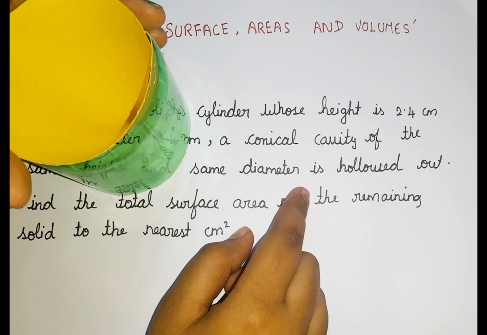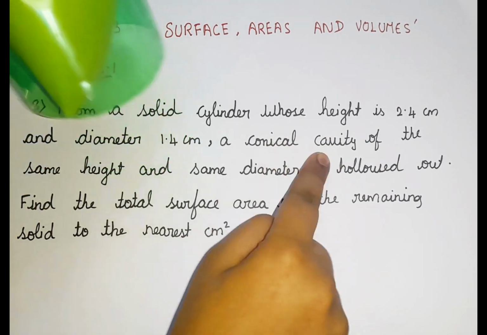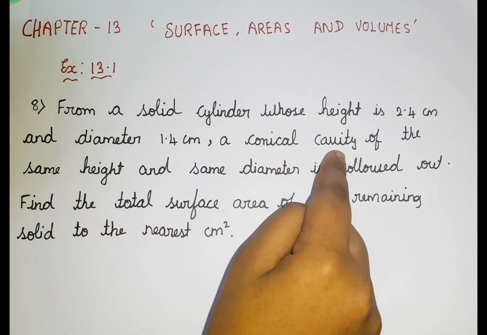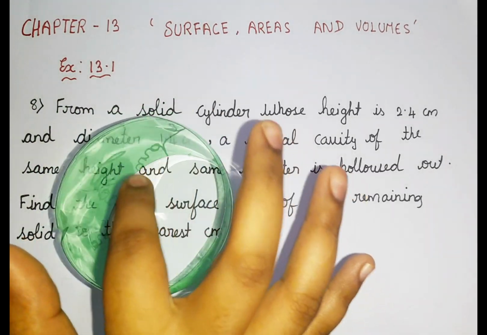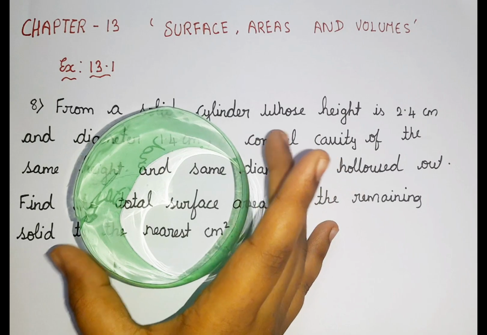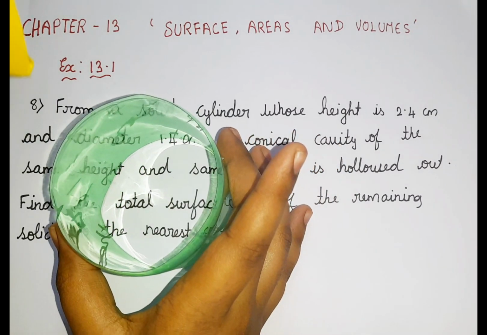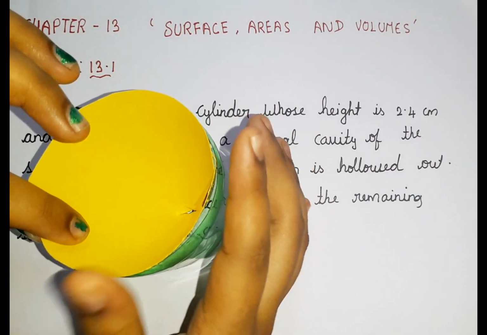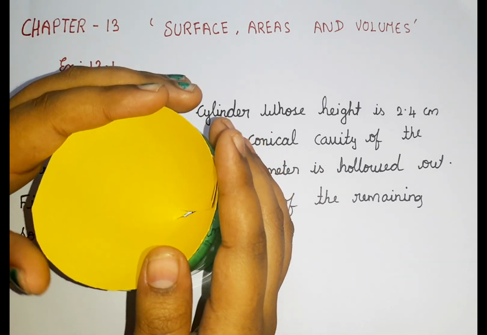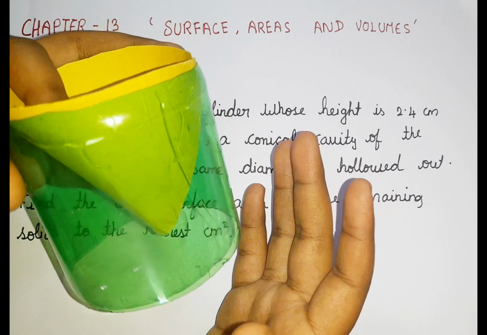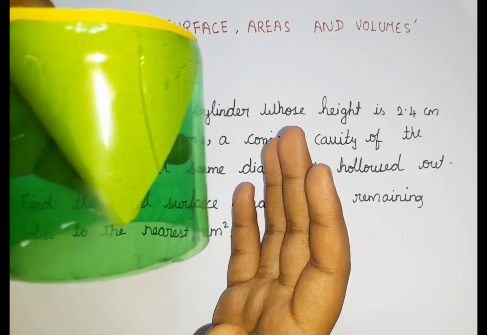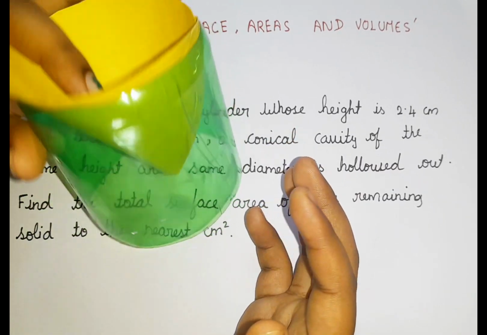So while reading this, there is conical cavity. Since you guys know cavity means pit, we are supposed to make a pit in this cylinder. It should be in conical shape. So that means we are supposed to make a conical pit. So I made a conical pit right now. Now we can see I made a conical pit. So here also you can see properly right now.